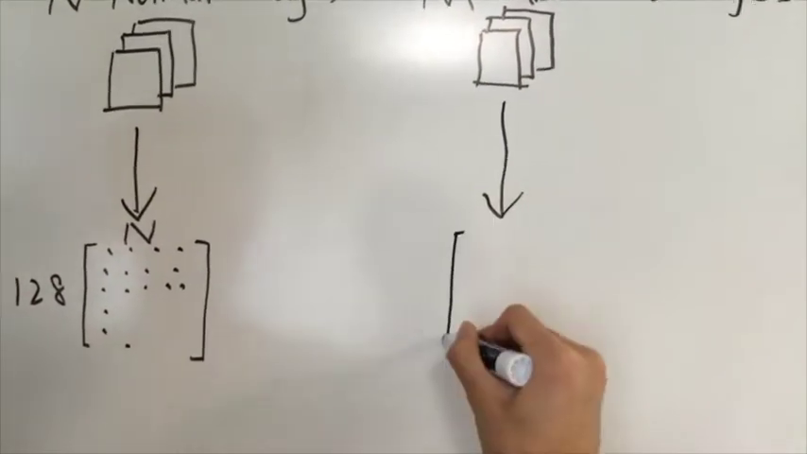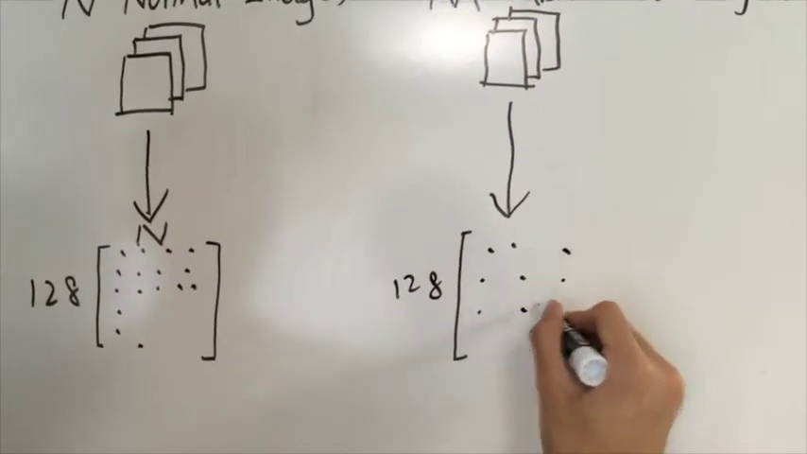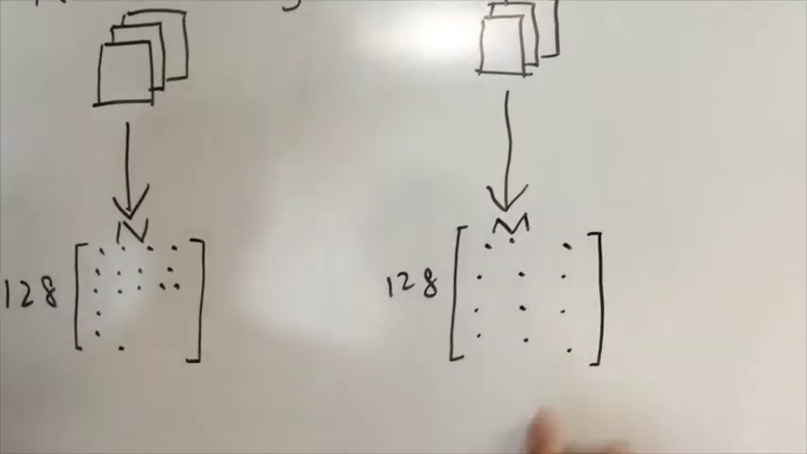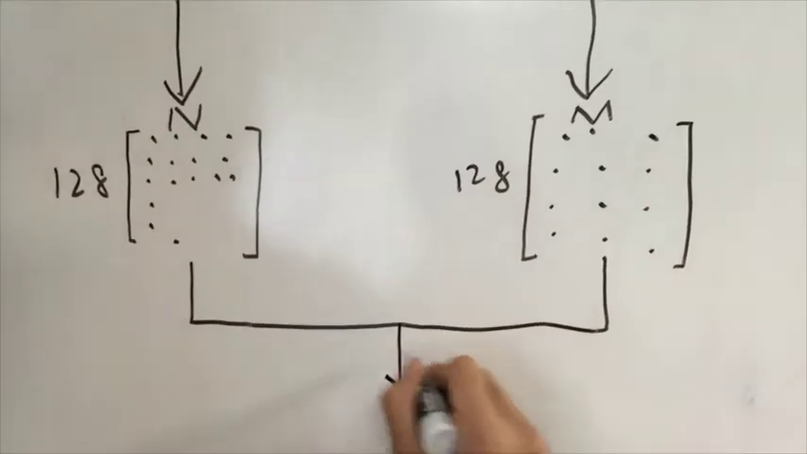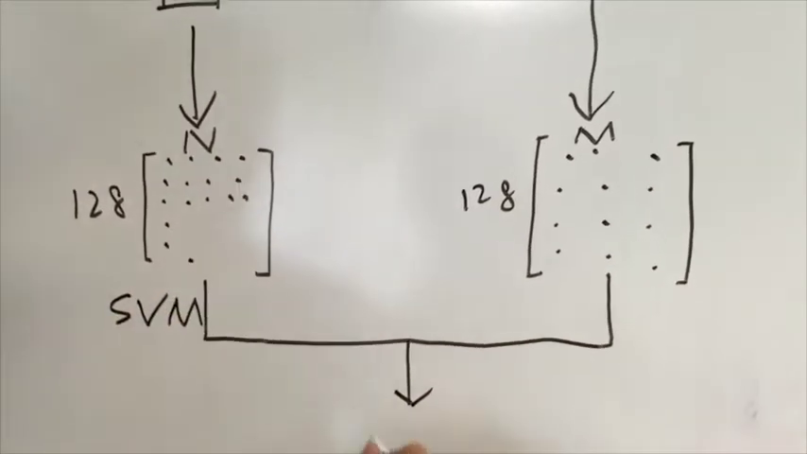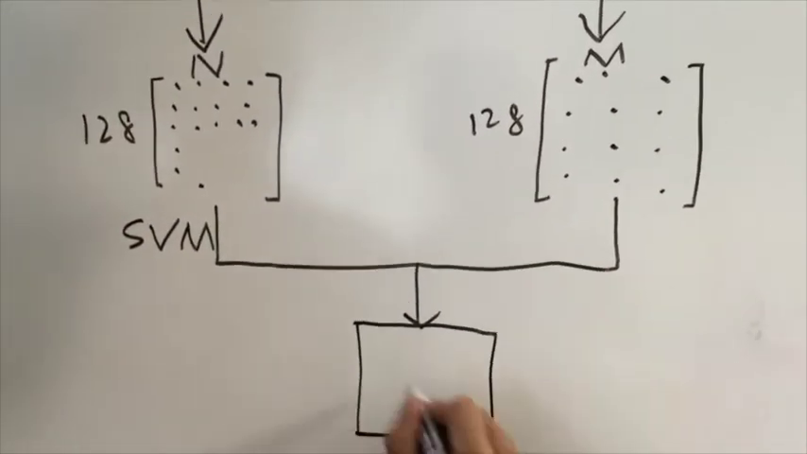We do the same thing to the m abnormal images, and we'll be able to get a 128 by m matrix. Both of the matrices will be fed into SVM, which generates a prediction model. Now, we have completed the training process.